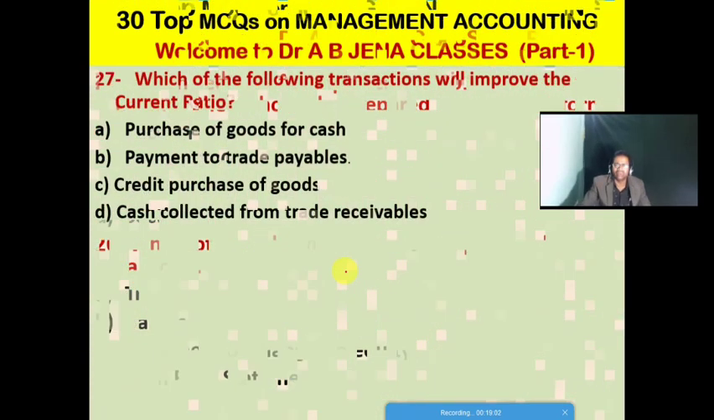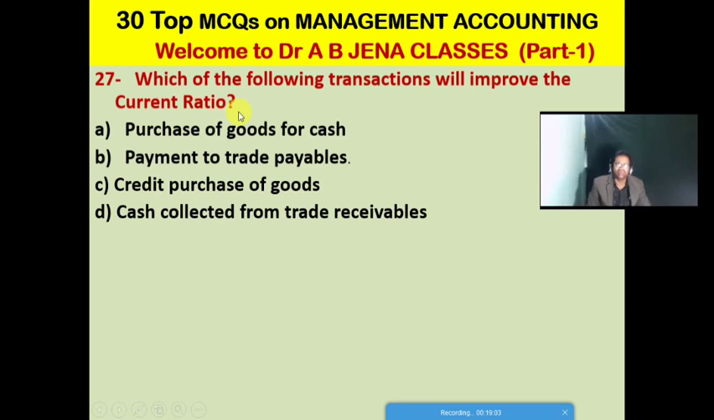Next MCQ: which of the following transactions will improve the current ratio? A, purchase of goods for cash. B, payment to trade payables. C, credit purchase of goods. D, cash collected from trade receivables. Friends, B is the right option for this MCQ. Payment to trade payables will improve the current ratio, and so the liquidity position of the firm.